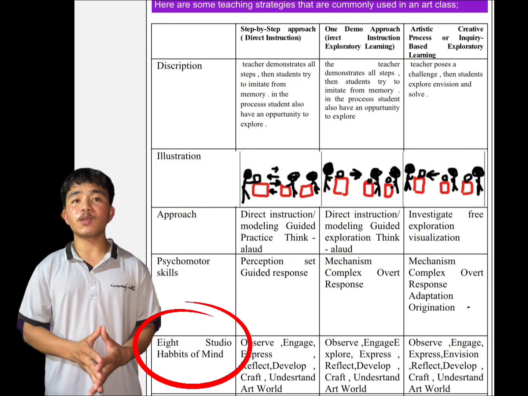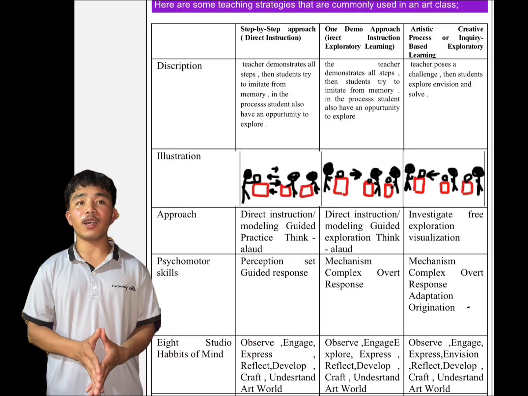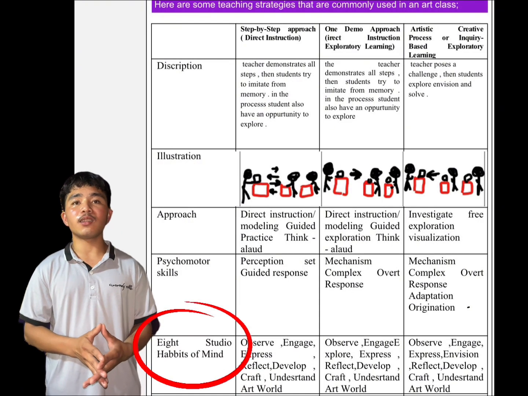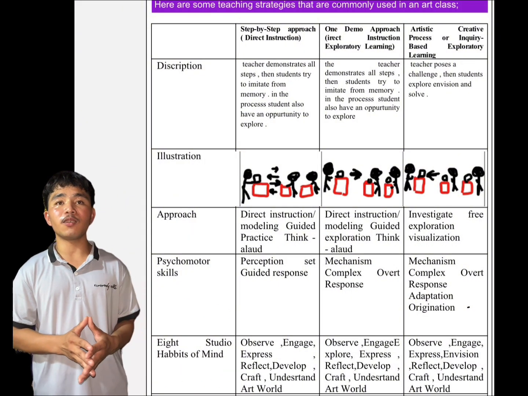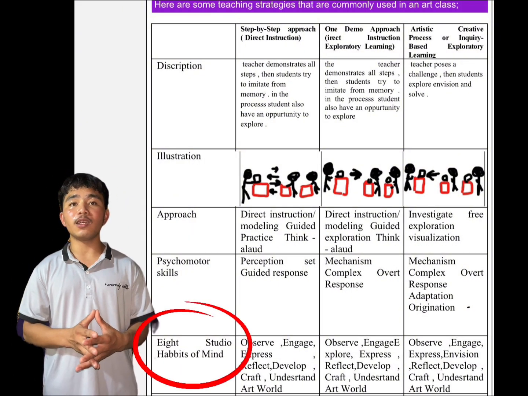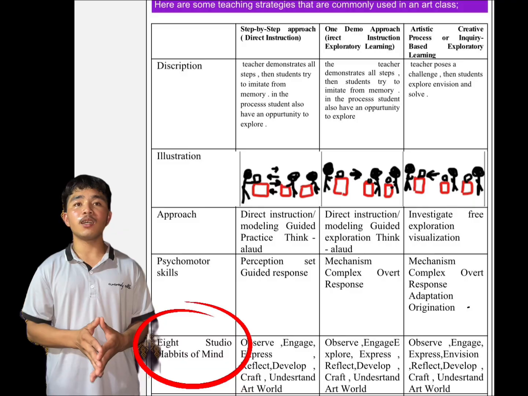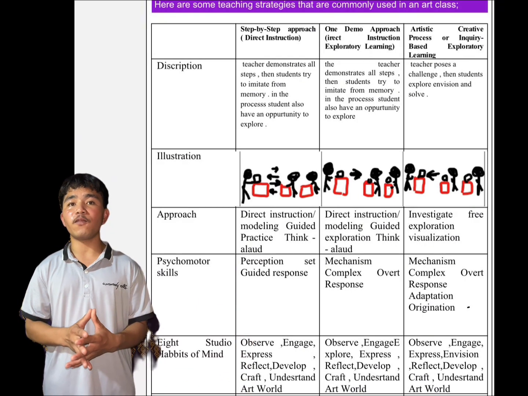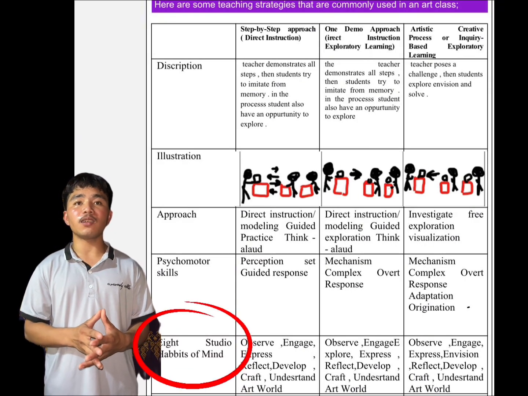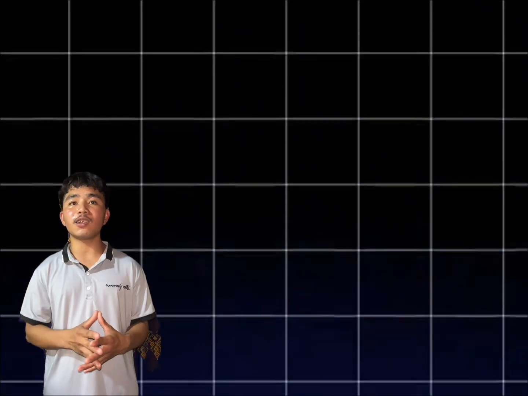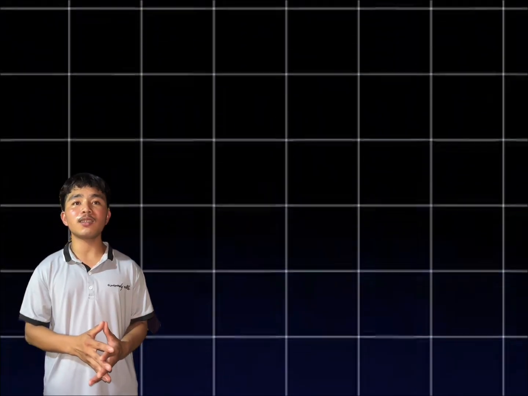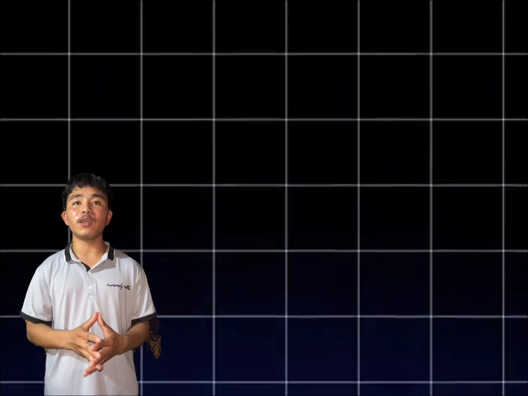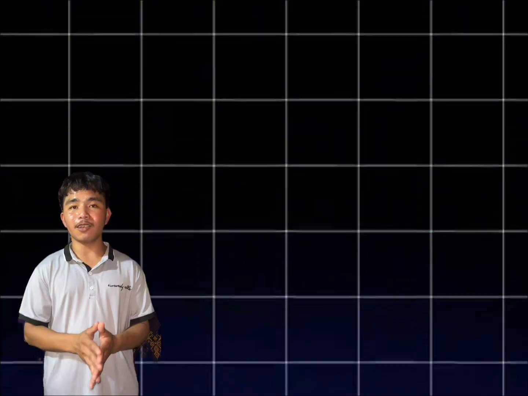Observe, engage, explore, express, envision, reflect, develop craft, and understand art world. And last, the 8 studio habits in the artistic creative process or inquiry-based exploratory learning are observe, engage, explore, express, envision, reflect, develop craft, and understand art world. This is not the end of those strategies in our 3 approaches. That's why, sit back and relax because the other strategies will be given to you by our next reporter.